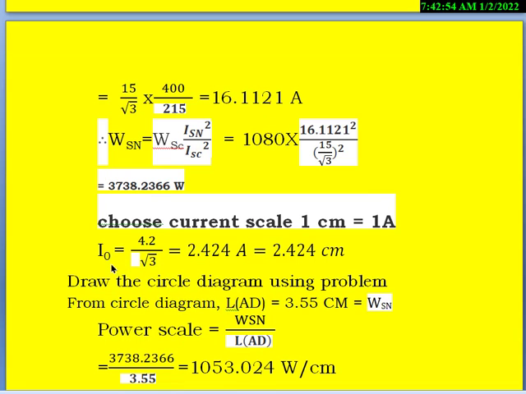And let us calculate the no load current per phase. Line current is given in the test data, that is 4.2 amperes. So per phase current we calculate as I naught, that is 4.2 divided by root 3. So we get 2.424 amperes. This is the per phase current which is going to be used while drawing the circle diagram. And we have already taken the current scale as 1 centimeter is equal to 1 ampere. So for this, the distance will become 2.424 centimeters.